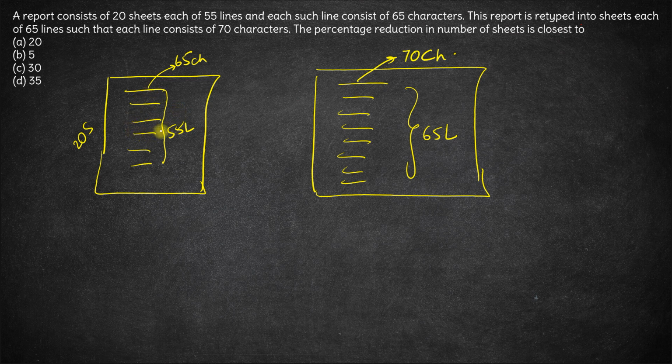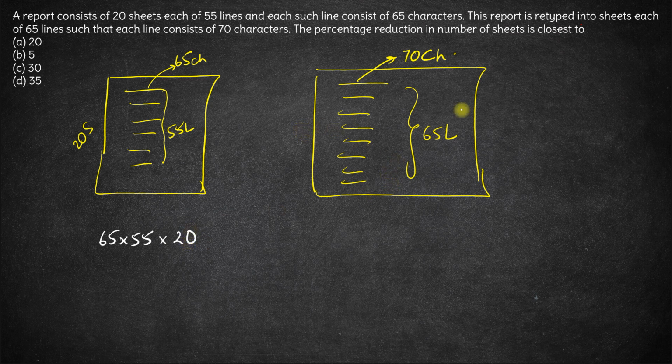So what is the total number of characters here? Each line has 65 characters, so one sheet will have 65 into 55: there are 55 lines, and 65 characters in one line. So this is the number of characters in one sheet, and there are 20 such sheets, so the total number of characters will be this.